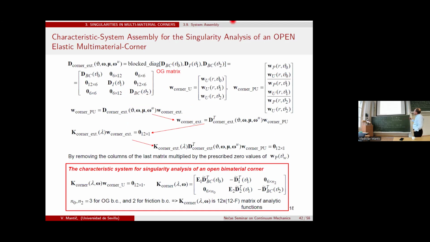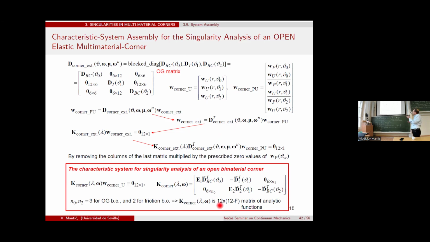And if the corner is open, we can organize all these boundary condition matrices and interface condition matrices in a block matrix, which is again orthogonal. These are the unknown values of W. These are, let's say, the full vector of W. And this is the procedure how we end up in the end with this matrix for the open bimaterial corner.